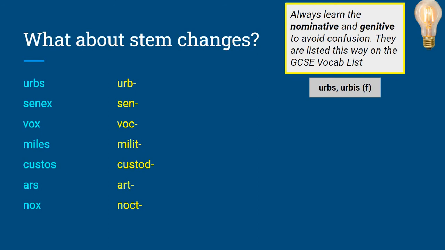Senex, old man, will change its stem to sen. Vox will change to voc. Miles will change to milit. Custos will change to custod. Ars will change to art. And nox will change to noct. Now, you might wonder how you can remember all of these, and I'm going to give you a little tip here.